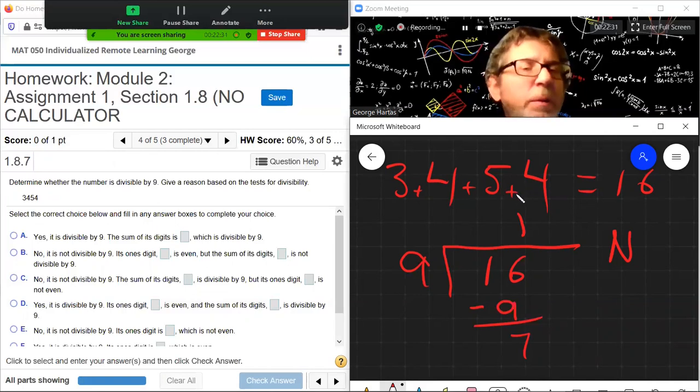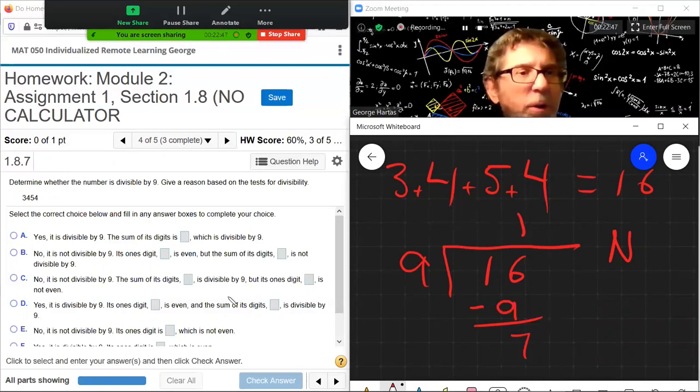It's pretty neat when you think about it, right? Just by adding the digits here, in several seconds, you determine whether this big number is divisible by 9. It's a good party trick to impress your friends.